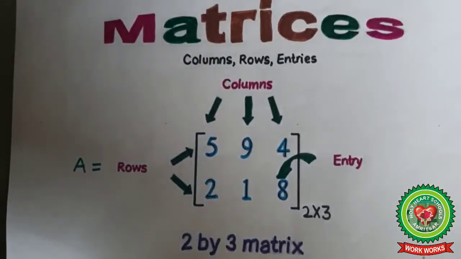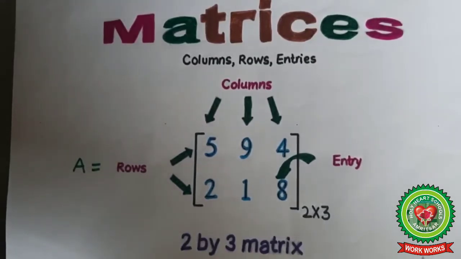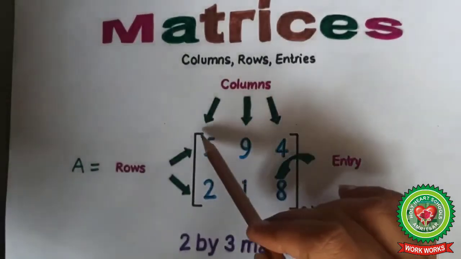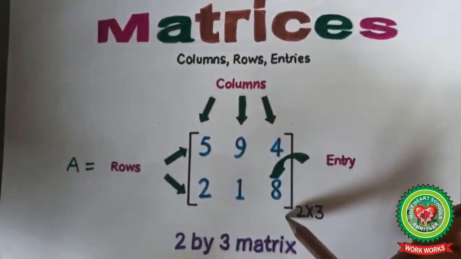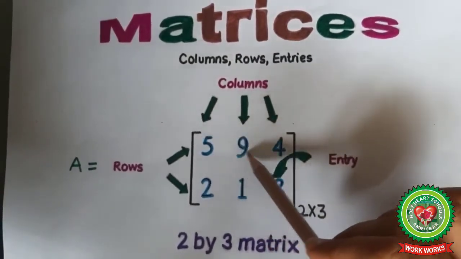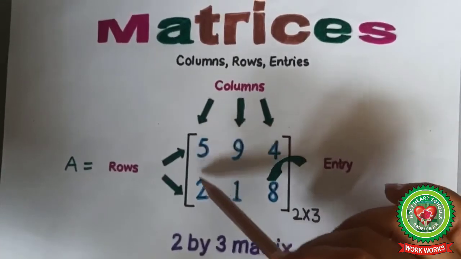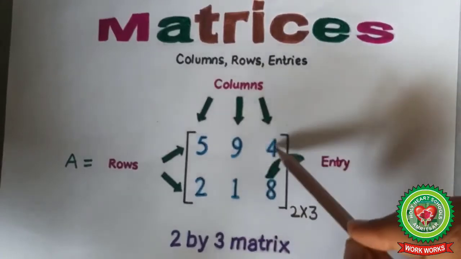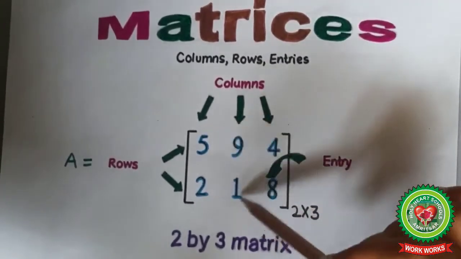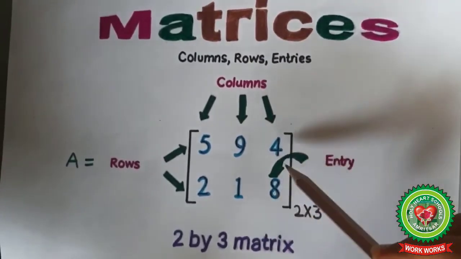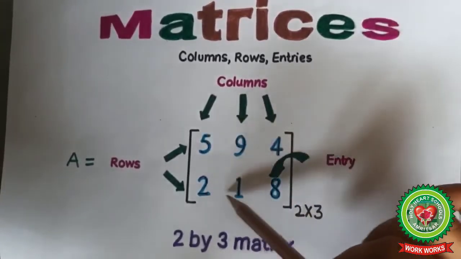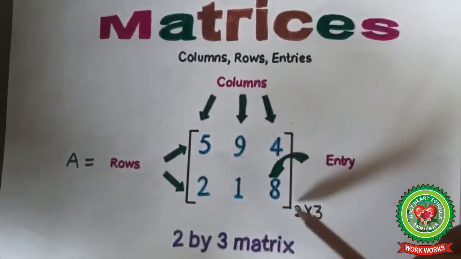Now children, here I have taken one example by which you will understand how to write a matrix. A matrix is written in between brackets. These are the horizontal rows. So there are how many rows? There are 2 rows, and these are the vertical columns. So there are how many columns? 3 columns. And these all are the entries, or we can say these all are the elements of the matrix.